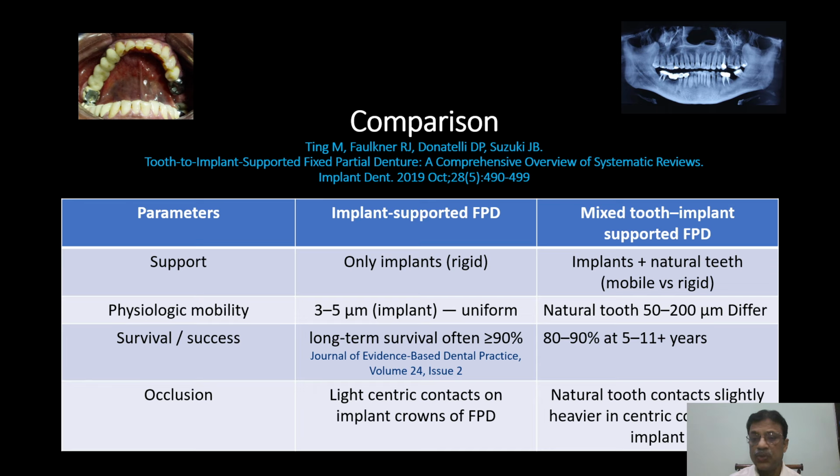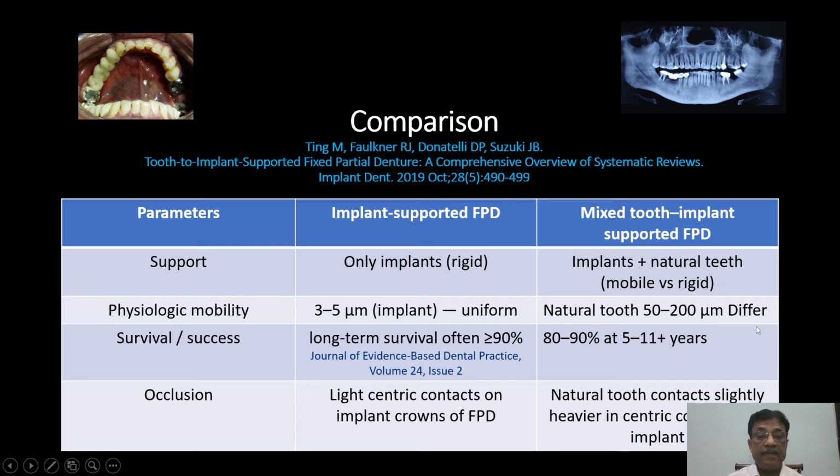Whereas in natural tooth, the movement is in the range of 50 to 200 micrometer. So there is some difference. This difference is very important that we take note.